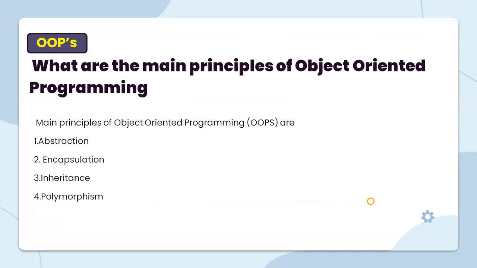Now the next topic is OOPs. In the OOPs concept, we learn about abstraction, encapsulation, inheritance, and polymorphism. What are the main principles of object-oriented programming? The main principles of object-oriented programming are four pillars: first is abstraction, encapsulation, inheritance, and polymorphism.